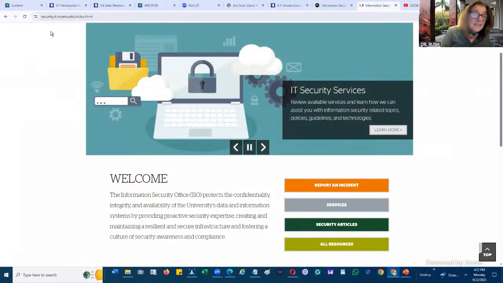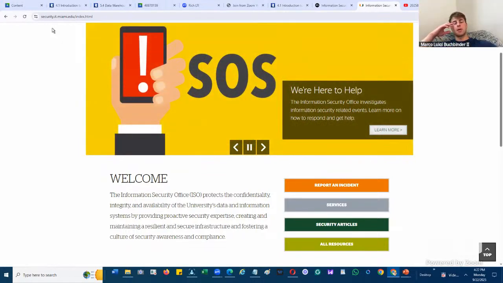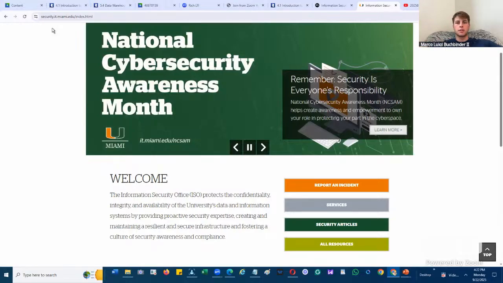In this case, it's called security.it.miami.edu. You see that? Do they advertise it? I don't think well enough. Do you, Marco? I mean, did you know about this? I think I've come across it maybe one time. Yeah, I don't really remember why. I think I was resetting a password, because they make you do it every few months.